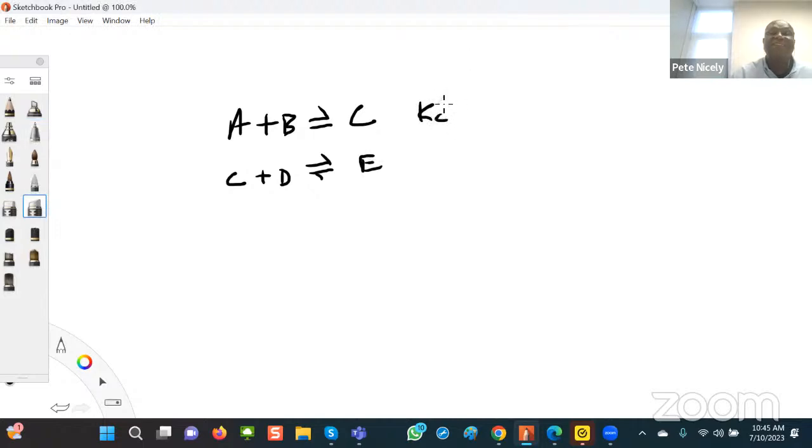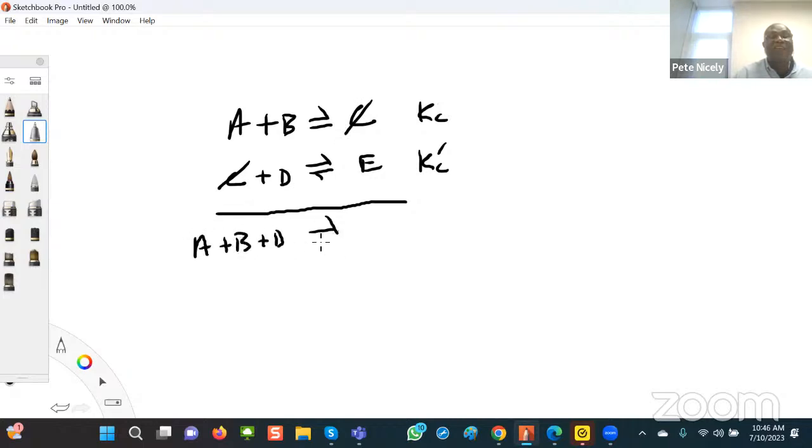Let me erase this here. All right, so the equilibrium constant for the first equation is Kc, and the equilibrium constant for the second equation is Kc prime. So if you add these two equations together, as you should know from your previous Chem 1 experience, whenever you're adding two equations together, you cancel out those items that are common to both sides. So the result of that would be A plus B plus D to give E.